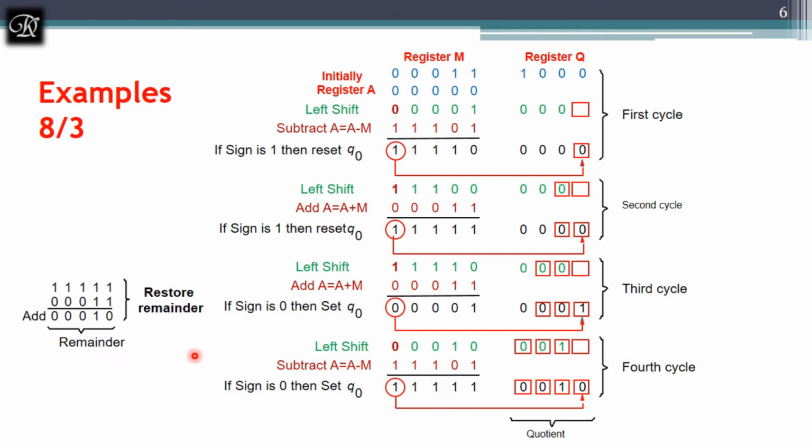So that I am doing here. This is the value of A, that is 1 1 1 1, and I am adding 3 to that. I have got positive 2. This is the remainder. So when you are getting a negative value in A after completion of n cycles, then only you have to perform the restoring. Otherwise, don't restore. You will be having the remainder over there itself. So this is how we perform the non-restoring operation on the 8 by 3 example.